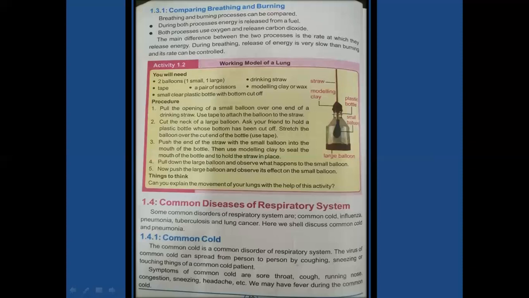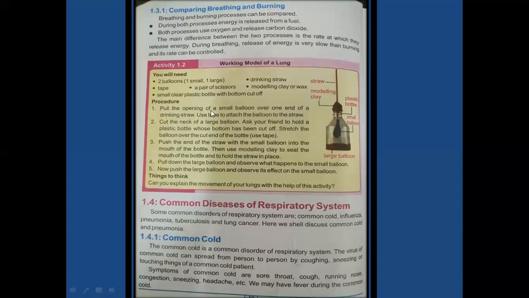Coming toward the working model of a lung, you can make it at home. We need two balloons, one small, one large. We need tape, a pair of scissors, a drinking straw, modeling clay or wax, and a small clear plastic bottle with the bottom cut off. Take a plastic bottle and cut the bottom of that plastic bottle.